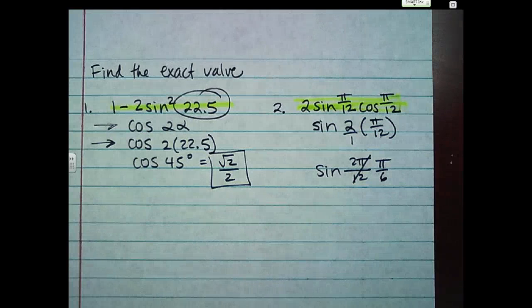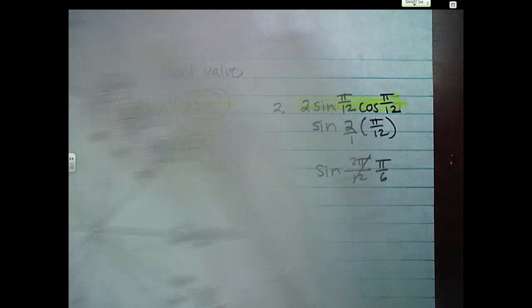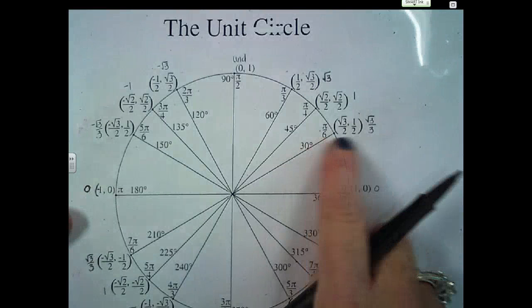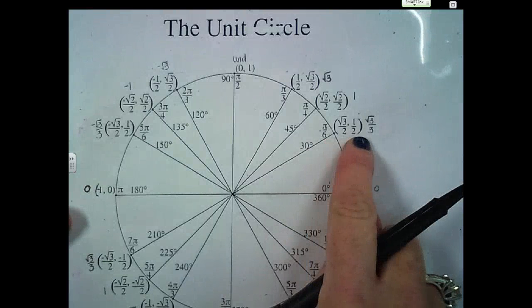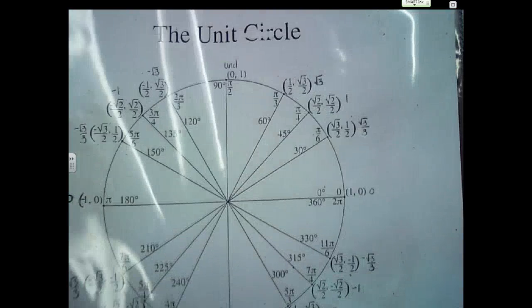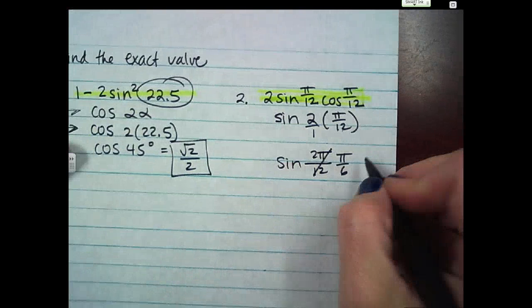Okay, so on your unit circle, you find pi over 6, which is here, and the sine value then is 1/2. You've got to go all the way if it's on your unit circle. So then the answer is 1/2.